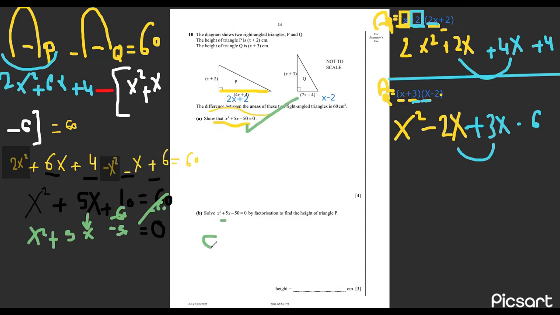Solve with two brackets, and it's done. Let's do it here: we have x and x, and 5 and 10, positive and negative, so we have 10x.